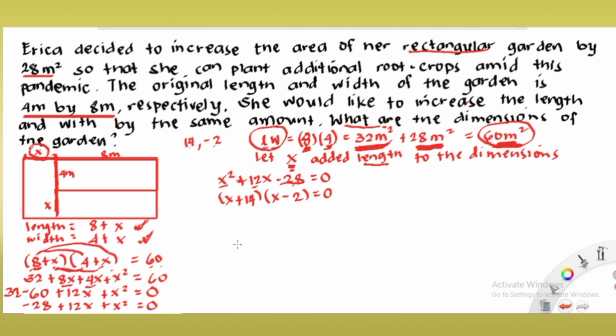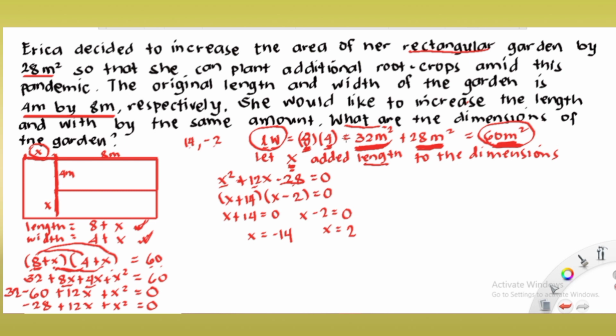Or let's apply zero product property muna. So, itong factors natin, let's make them equal to 0. So, this will become x plus 14 equals 0. And the other one, x minus 2 equals 0. So, for x, dito tayo muna. So, this will become x equals negative 14. And this will become x equals positive 2.